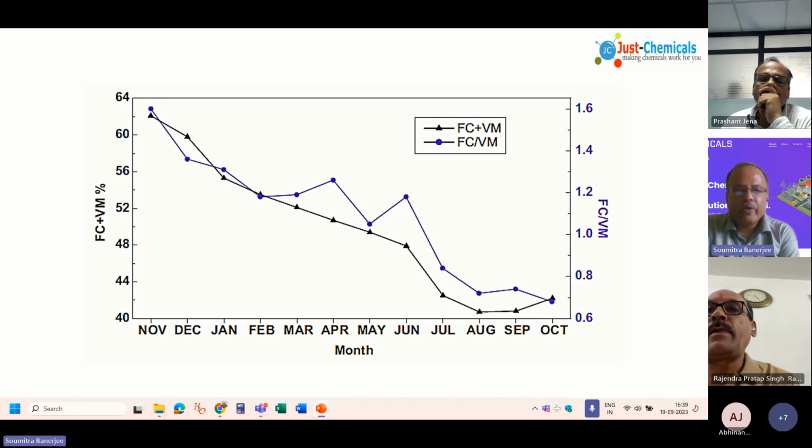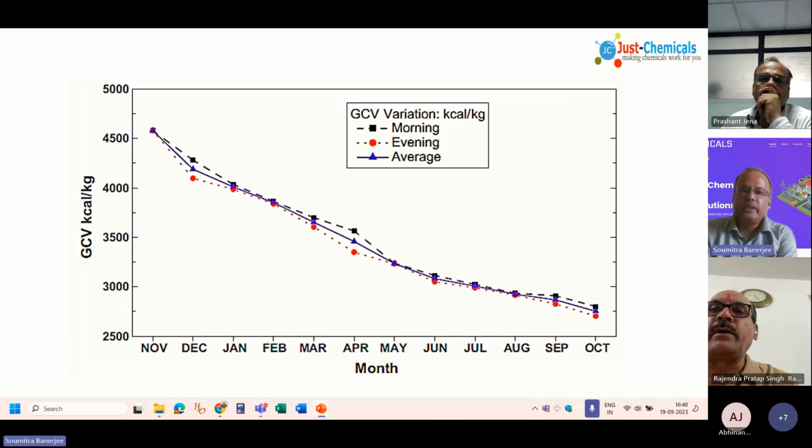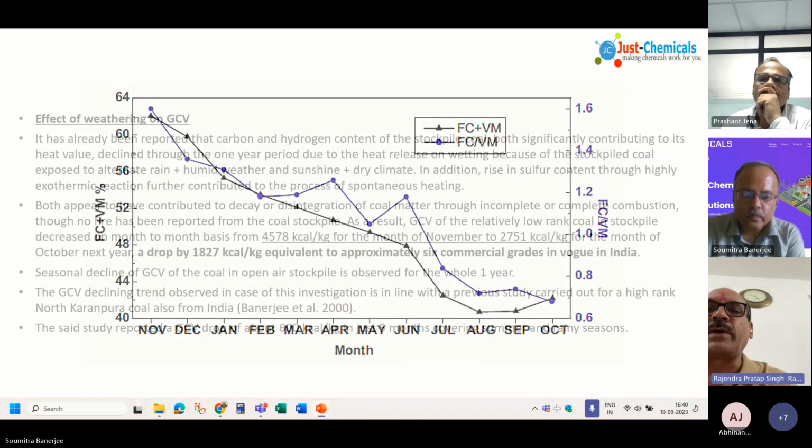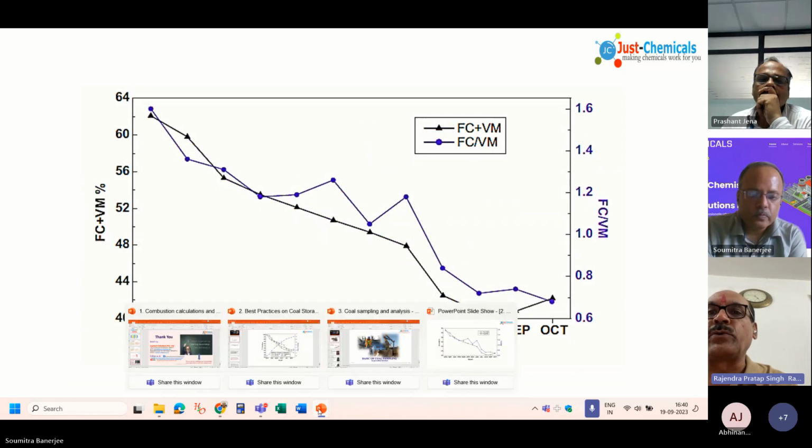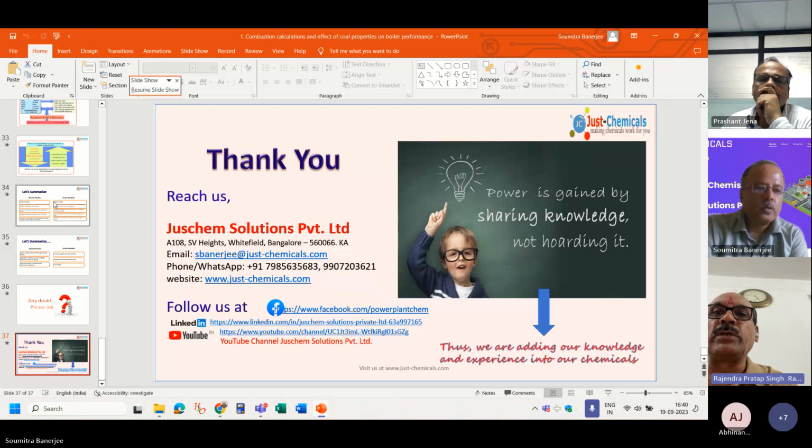Less than 1.5 is difficult to burn. Then we see the GCV variation. Manaji sir, wait a minute. FC upon VM going down is better, at one time you said this. Here it is dropping. So initially it was 1.6 or so. Then it has come down to 0.6.